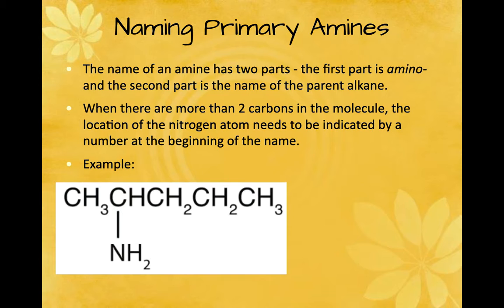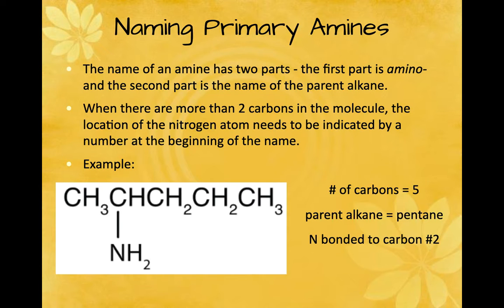So if we look at an example, the first thing we're going to do is count the carbons. So there are 5, which means that this is based on a pentane molecule. And then we can see that that amino group, the NH2, is attached to the second carbon. So we would call this 2-amino pentane.